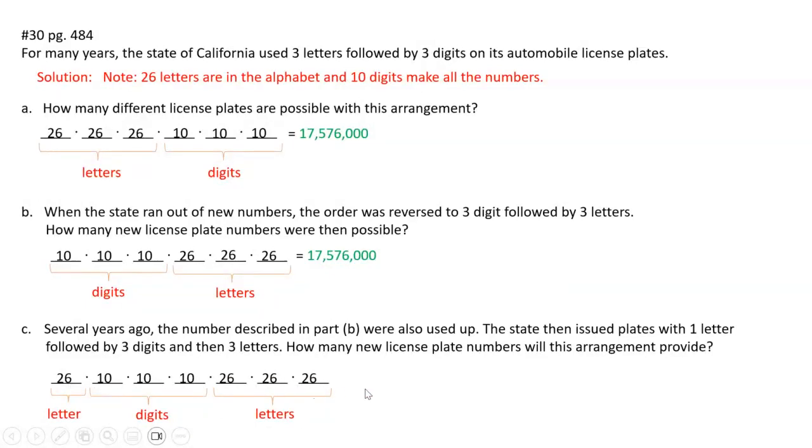So if we multiply all those numbers, it's going to give us what? 456,976,000. Imagine, guys, it went from 17.5 million to almost 457 million by just adding 1 more letter. Isn't that amazing?